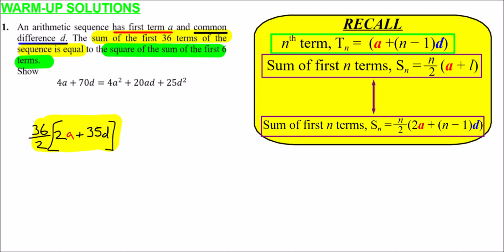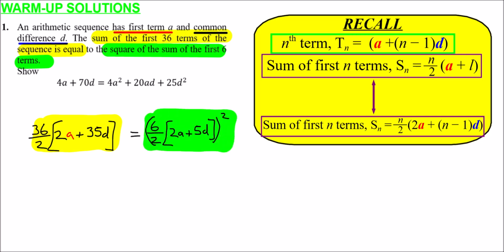And we're told that's going to be equal to the square of the first 6. So when we've got 6 terms, n is 6. So if I choose n to be 6, it's 6 over 2 times 2 lots of a. Then if n is 6, n minus 1 is 5. So we've got plus 5 lots of d. However, the whole lot of this is now going to be squared. So that whole thing is going to be squared as per what the question tells us.